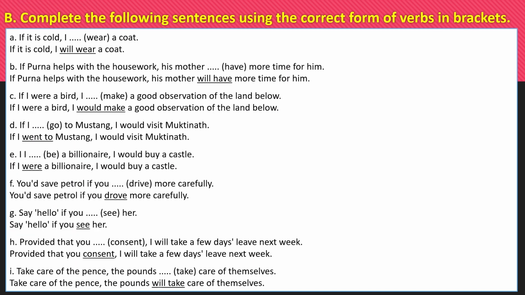B. Complete the following sentences using the correct form of verbs in brackets. A. If it is cold, I will wear a coat. B. If Perna helps with the housework, his mother will have more time for him. C. If I were a bird, I would make a good observation of the land below.